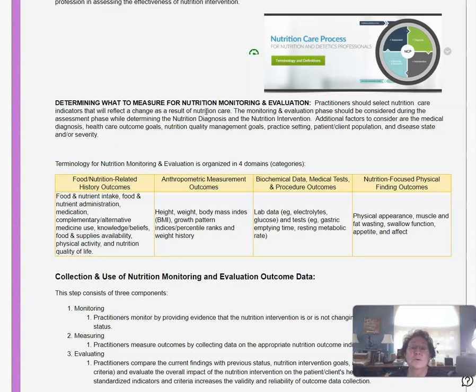Our terminology revolves around food and nutrient intake, anthropometric measurements, laboratory data, physical findings, including swallowing function and appetite. An example of monitoring and evaluation could be for a patient who wishes to lose weight.